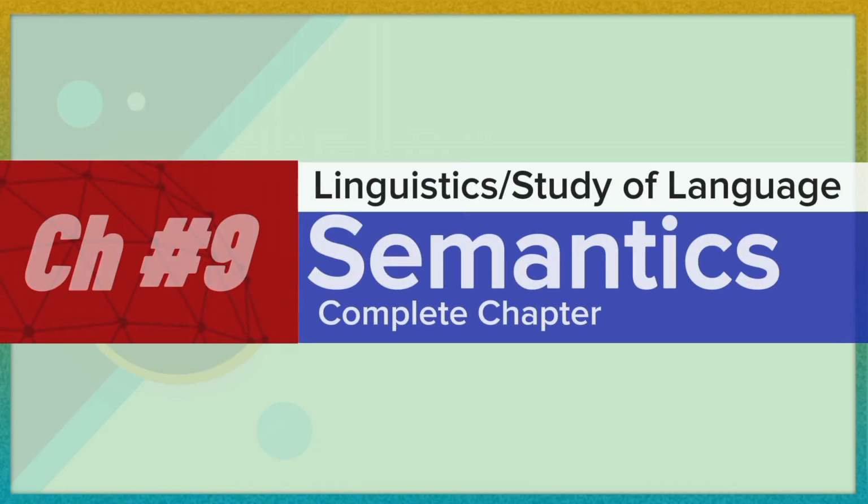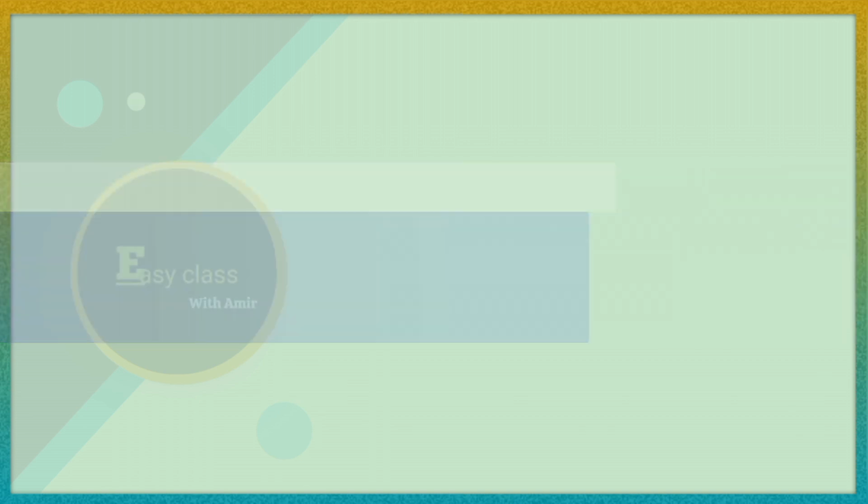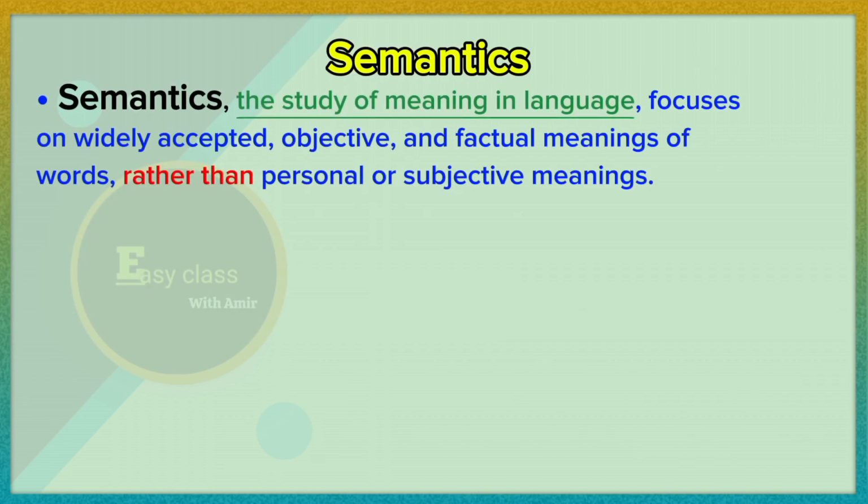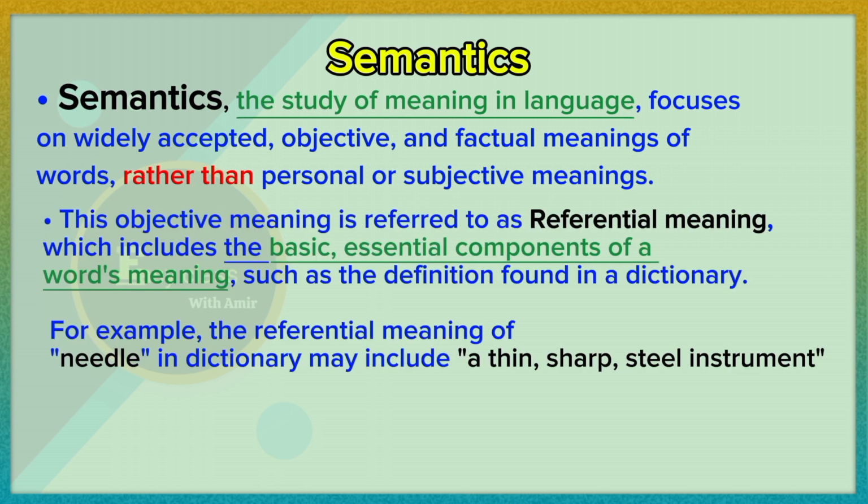Linguistics, or the study of language. Semantics, complete chapter number 9. Semantics, the study of meaning in language, focuses on widely accepted, objective, and factual meanings of words, rather than personal or subjective meanings. This objective meaning is referred to as referential meaning, which includes the basic, essential components of a word's meaning, such as the definition found in a dictionary.